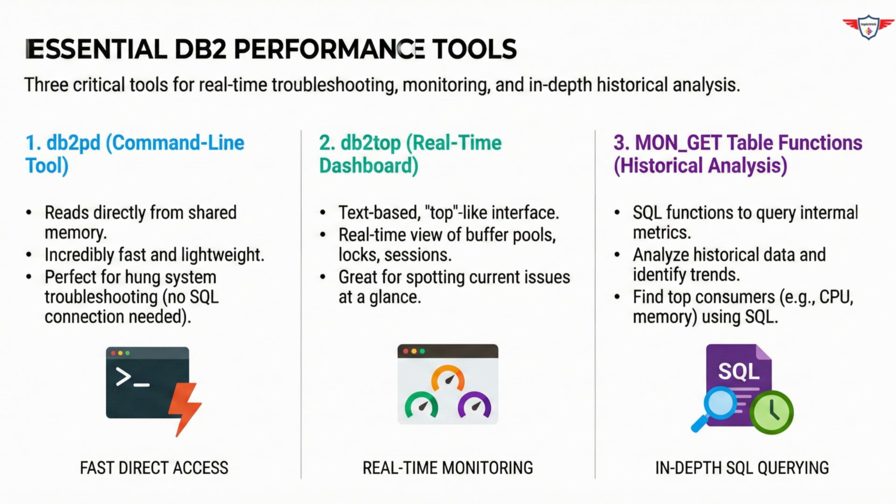For historical analysis and deeper dives, we use the MON_GET table functions. These are SQL functions that let you query the database's internal metrics, just like a regular table. You can write SQL to find the top 10 queries consuming the most CPU time.